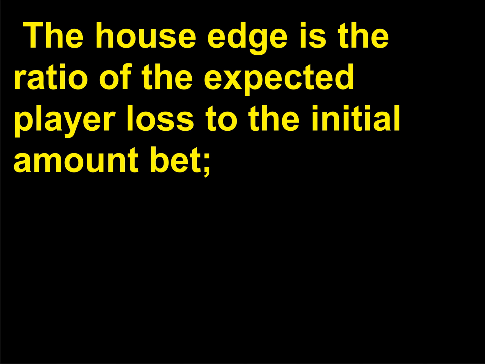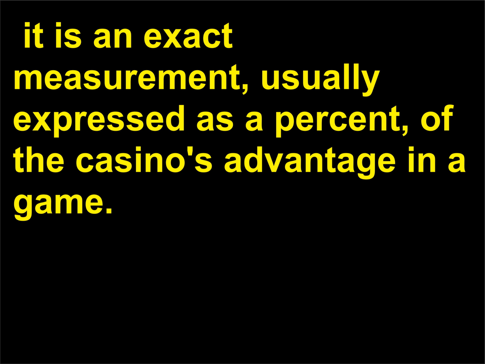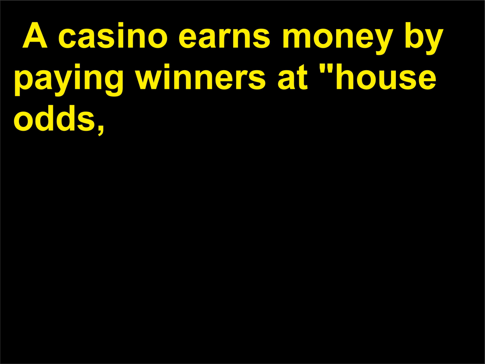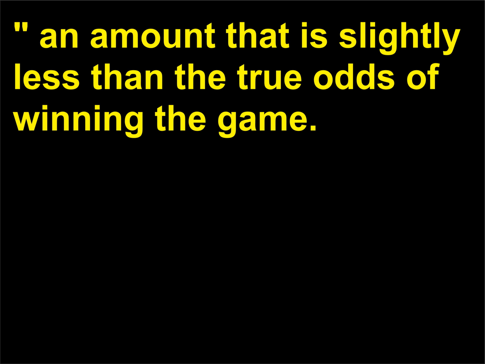The house edge is the ratio of the expected player loss to the initial amount bet. It is an exact measurement, usually expressed as a percent, of the casino's advantage in a game. A casino earns money by paying winners at house odds, an amount that is slightly less than the true odds of winning the game.